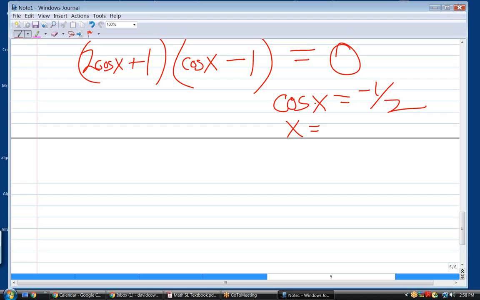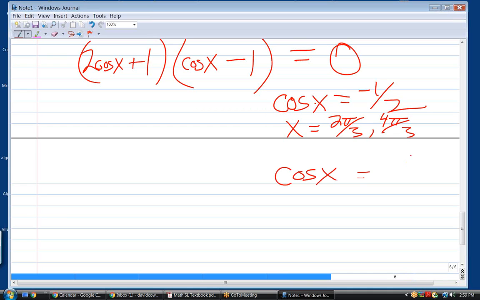That's why I was kind of insistent that you put the x in there, that you don't leave it out. Because ultimately with these problems, we're solving for x. We're not solving for cosine x. We're solving for x. Where does that occur? Then that occurs at 2 pi over 3, and I believe 4 pi over 3. Okay. Second one? Then that would just be cosine equals 1. And that would be 0, and that's it.